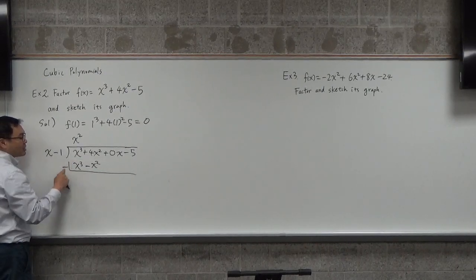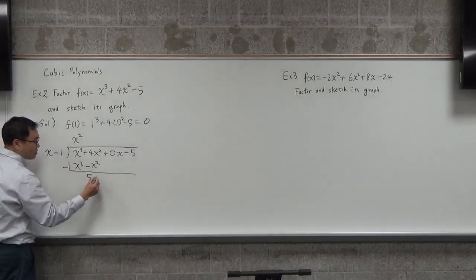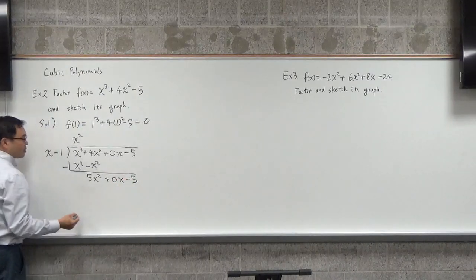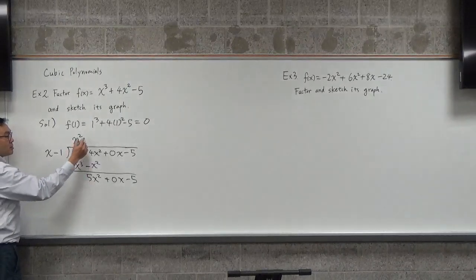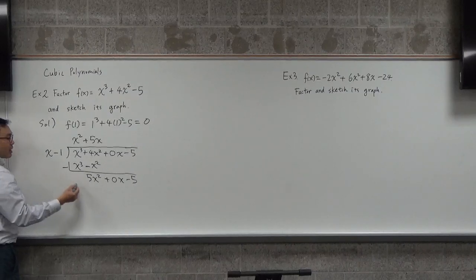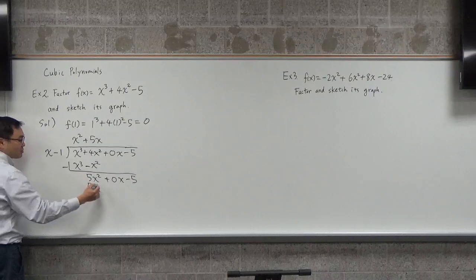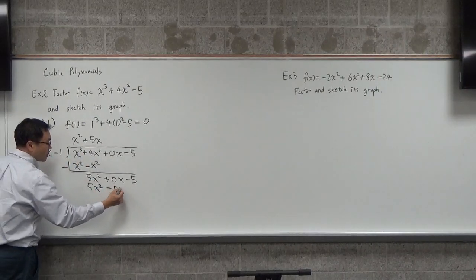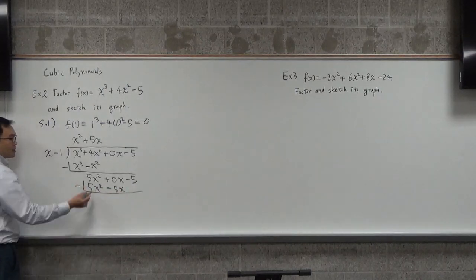Yeah. 4 minus -1 is same as 4 plus 1. So it's 5x squared plus 0x minus 5. And then what times x gives you 5x squared? Plus 5x, right? So you put 5x here. 5x times x is 5x squared. 5x times -1 is negative 5x. Subtract. And that gives you nothing.